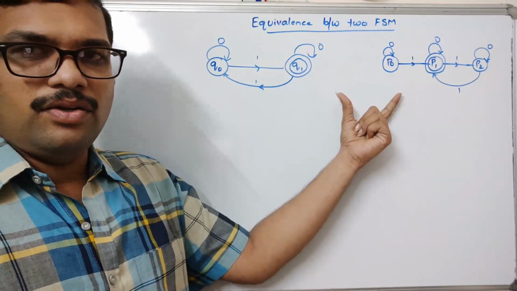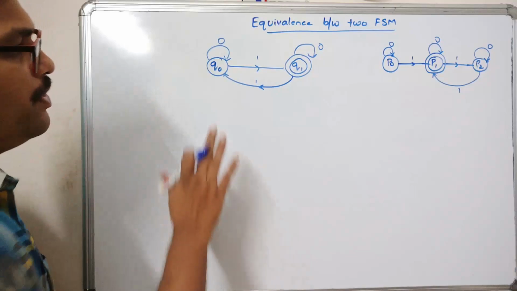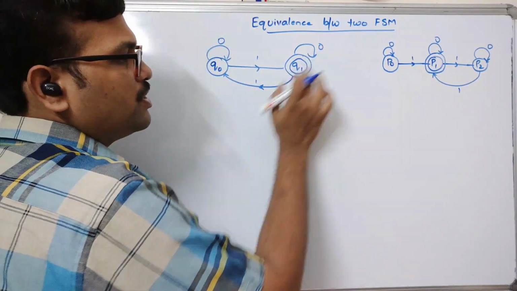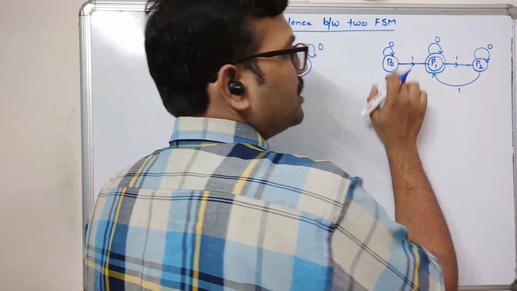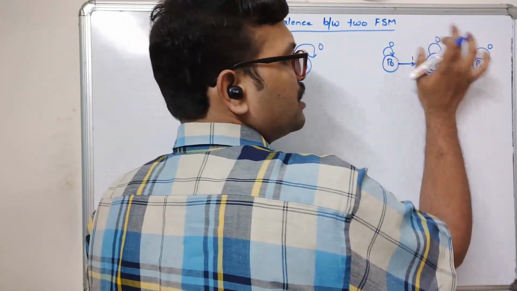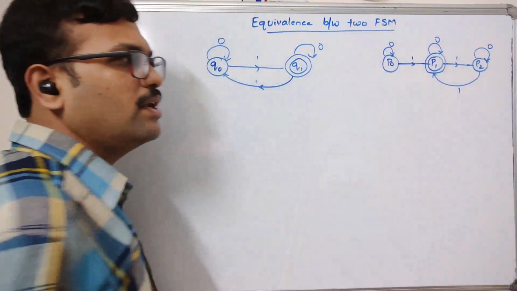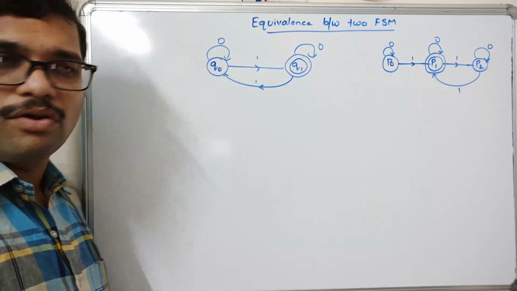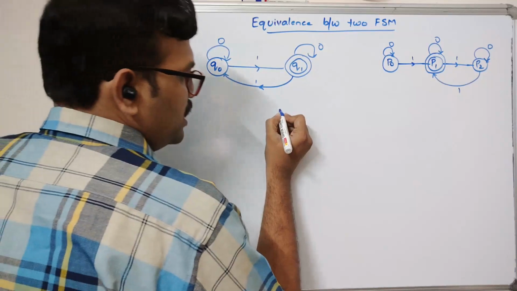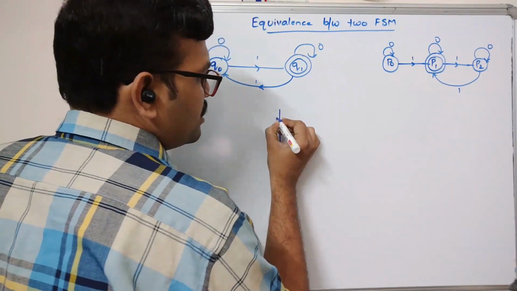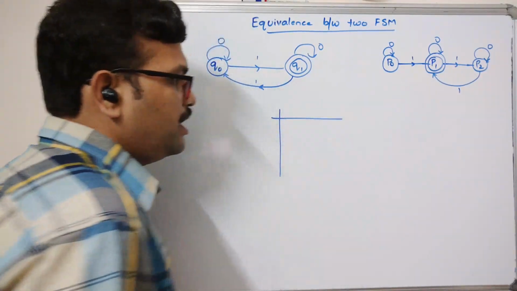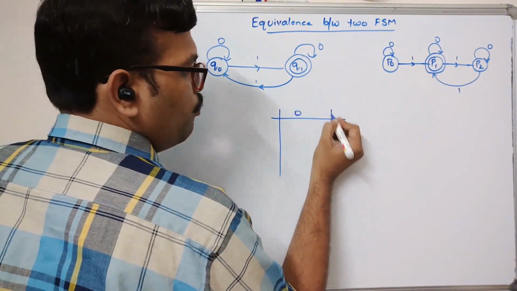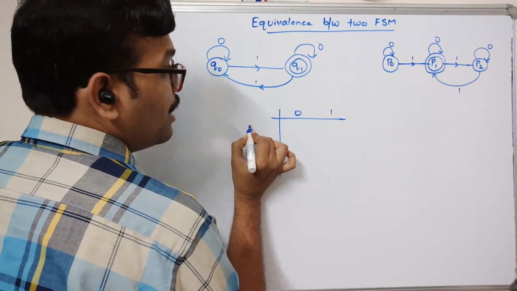So these are the two finite state machines, and here you can see Q0 has a transition over 0 and 1, Q1 has a transition over 0 and 1, P0 has a transition for 0, 1, P1 has a transition for 0, 1, P2 has a transition for 0, 1. Now we need to check whether these two are equal or not. Now just start with the initial states, with 0 and 1.